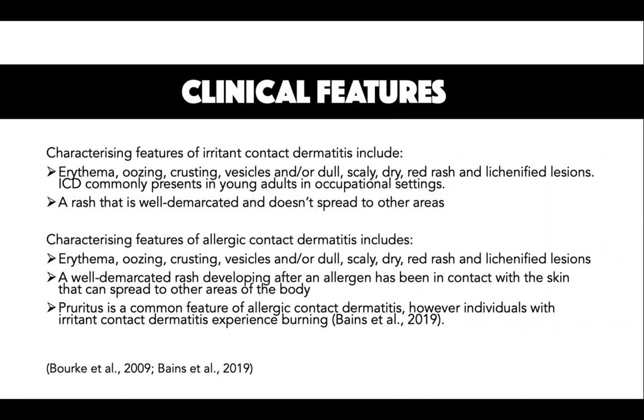Clinical features. Chronic irritant contact dermatitis occurs from recurring irritant exposure for a long period of time. Characterizing features of both irritant contact dermatitis and allergic contact dermatitis include erythema, oozing, crusting, vesicles, or dull, scaly red rash, and lichenified lesions. Irritant contact dermatitis commonly presents in young adults in occupational settings.